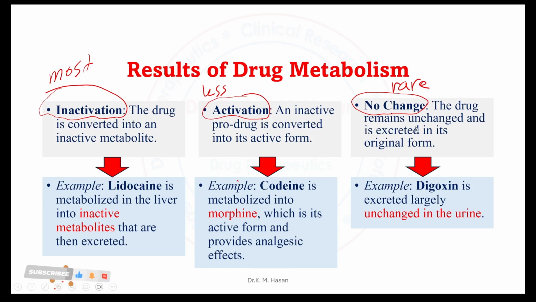Next, we have some cases where there is no change, even with metabolism. When the drug is metabolized, no change happens. The drug remains unchanged and is excreted in the original form. An example here is digoxin. Digoxin is excreted largely unchanged in the urine. So we have three cases for the result of drug metabolism: inactivation of the medication, which is the most popular one, activation of the medication, and no change.